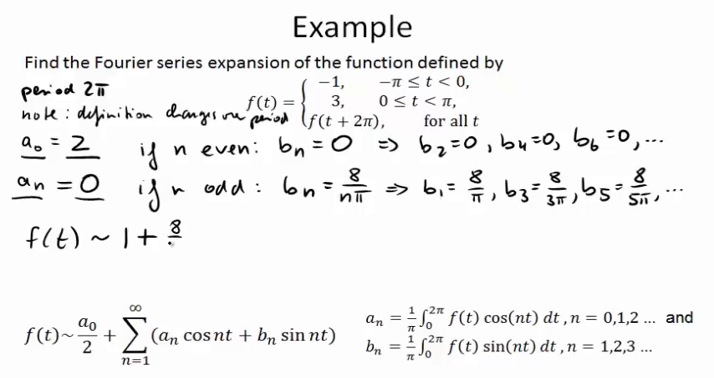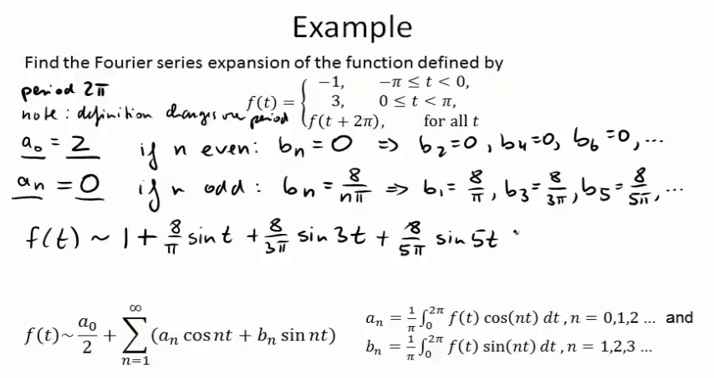B1 was 8 over pi. Then we need the sine, well, n is 1, so we need the sine t. The B2 is 0. B3 is 8 over 3 pi, and that comes with a sine 3t. B4 is 0. B5 is 8 over 5 pi, and we get sine 5t, and so on. So you can see that all the an terms are 0, so the cos terms have disappeared. And half of the bn terms are 0.